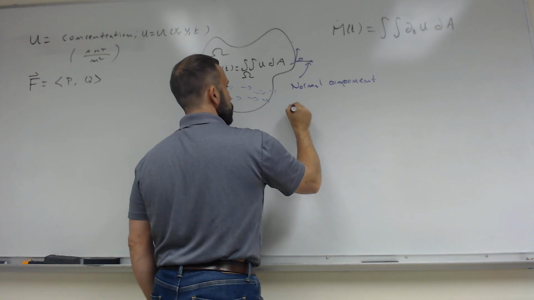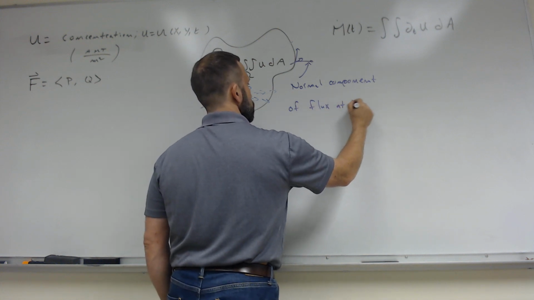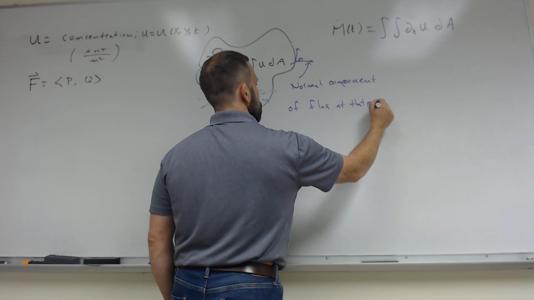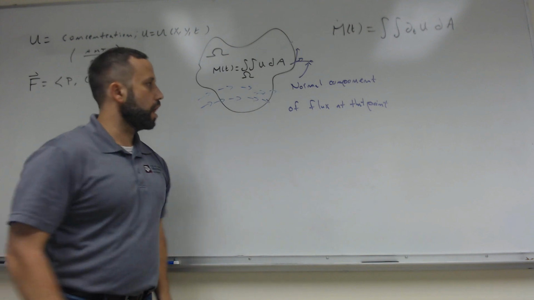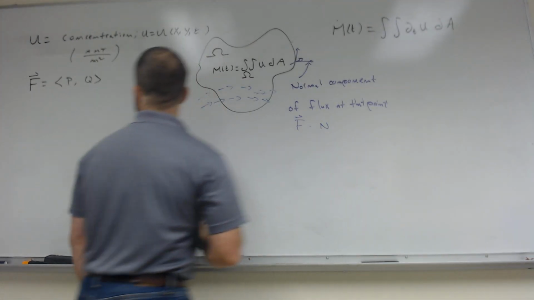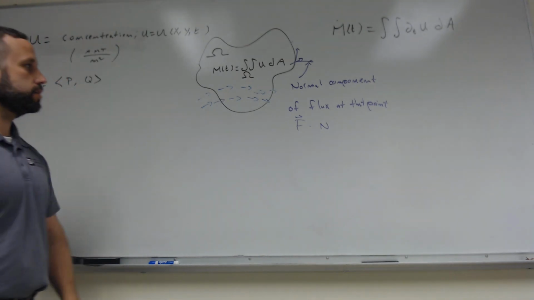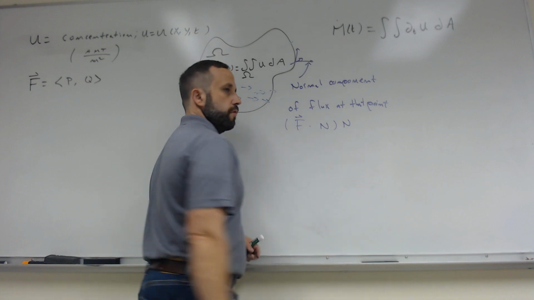This is the normal component of the flux at that point. And the normal component of the flux, which we can write as F dotted with n. Notice sometimes I write an arrow on F, sometimes I don't. This is F dot n, and then the vector is times the normal vector.